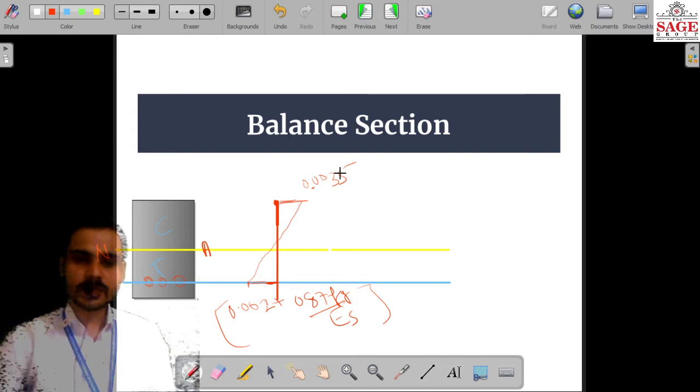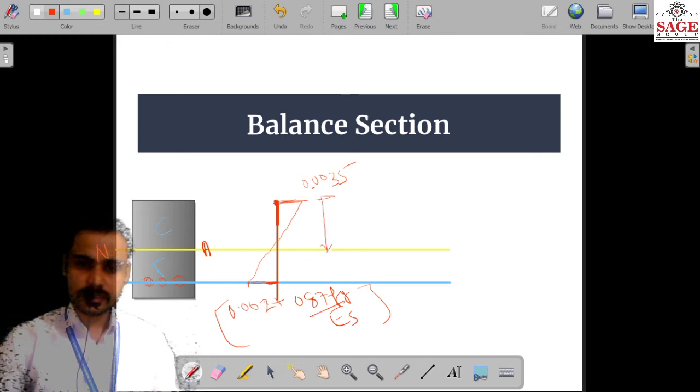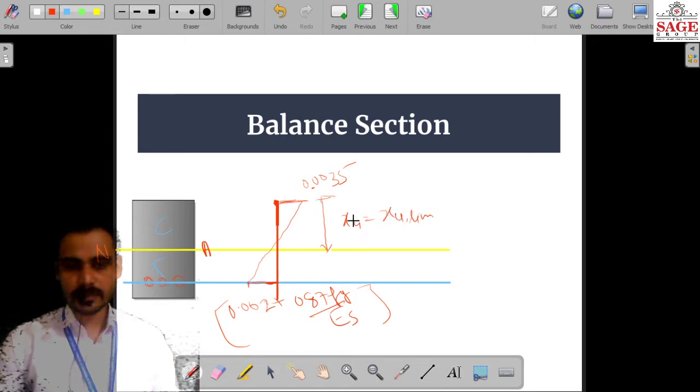That depth is called the depth of neutral axis. In the case of a balanced section, the depth of neutral axis is called the limiting depth of neutral axis, so Xu is equal to Xu limit.